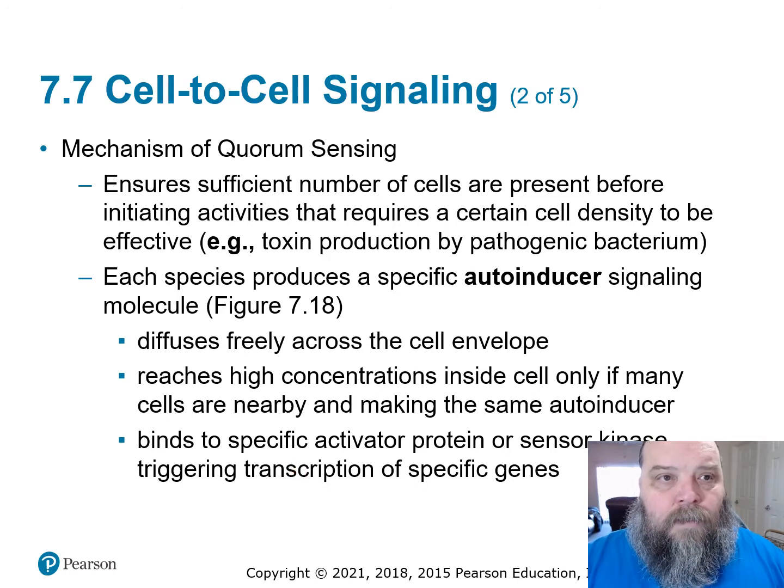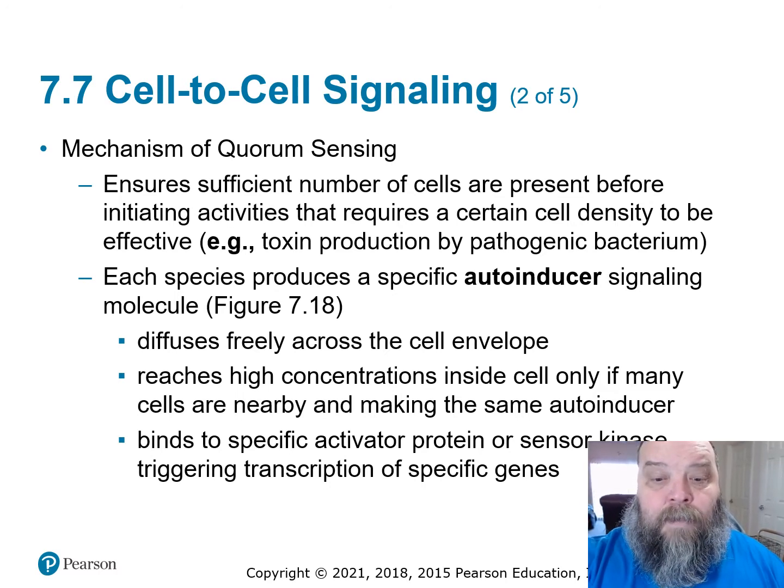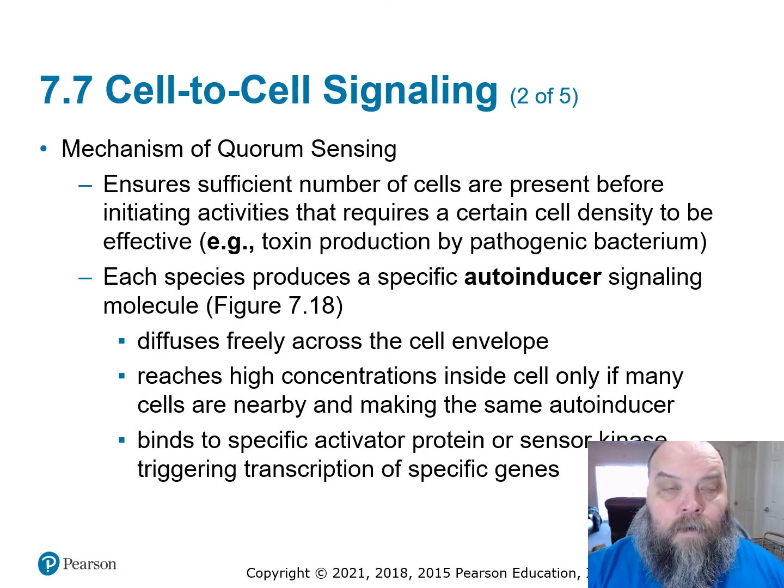Why do this? Well, because the different population densities are going to call for different responses by the cells. An increasing of the population may call for changes in cell responses or changes in cell functions. How can the cell know what the population is? Well, what's the concentration of these quorum signals?